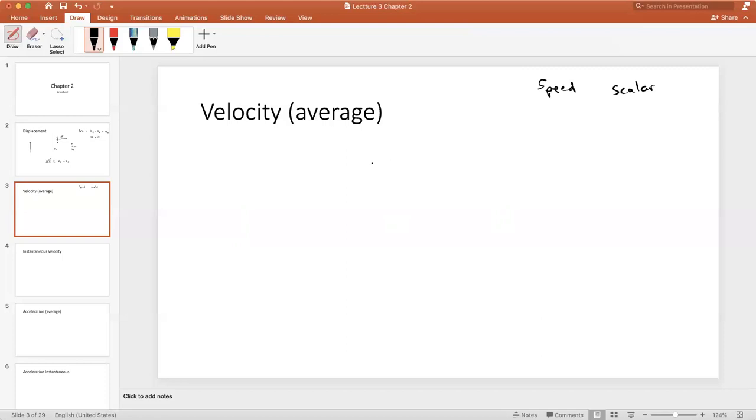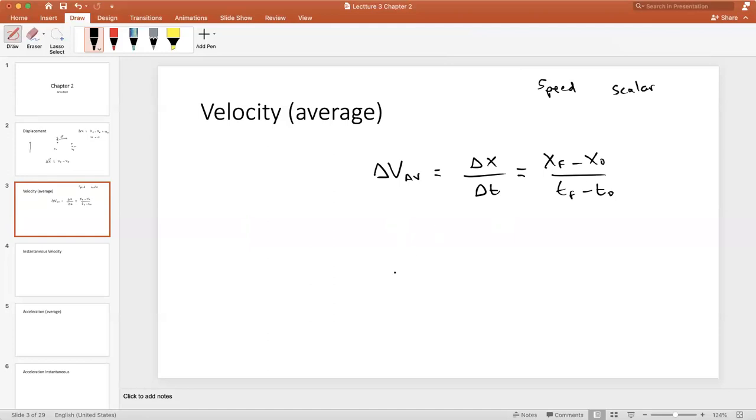So your average velocity is simply the change in your displacement over the change in your time. What that means is if I take some final position minus some initial position over some final time minus some initial time, I would get an average velocity for that time period or over that distance.